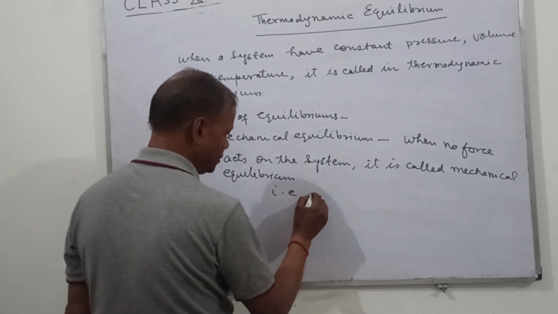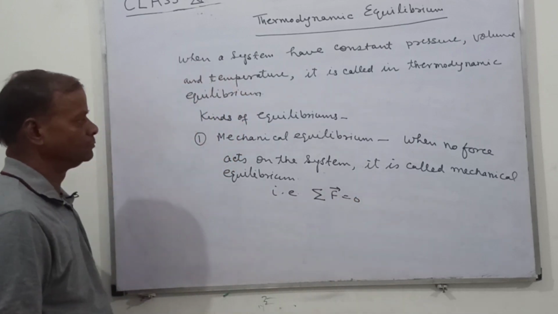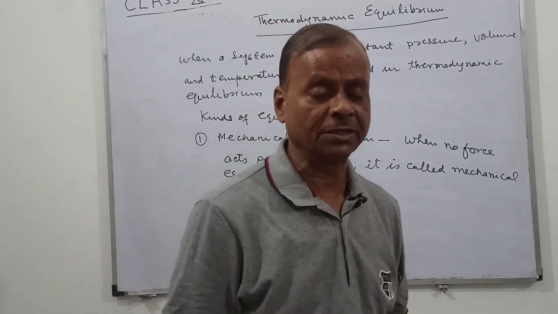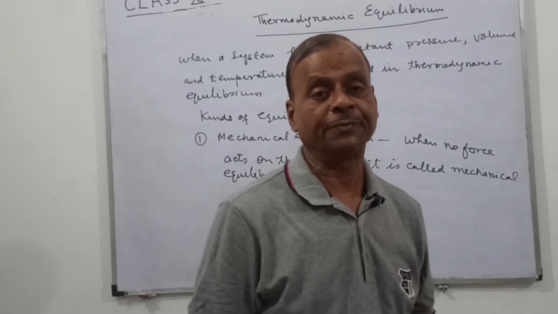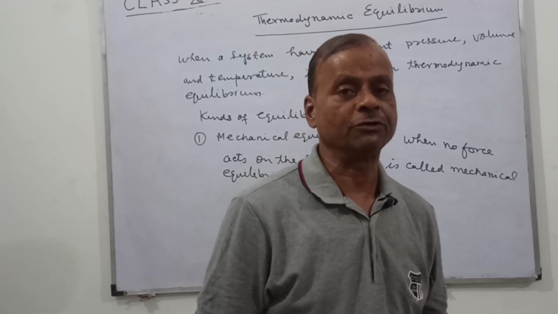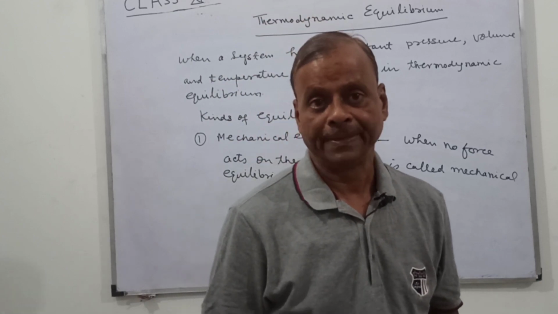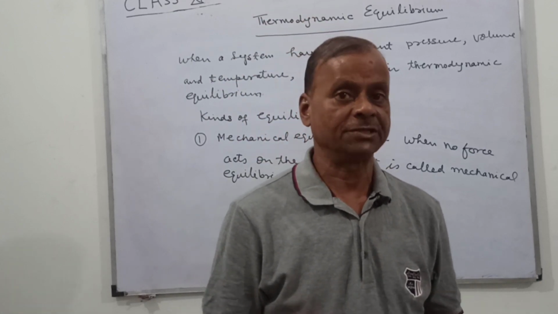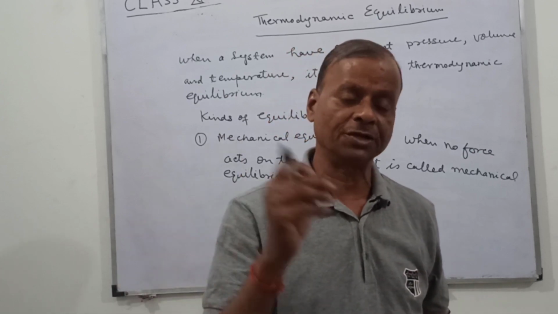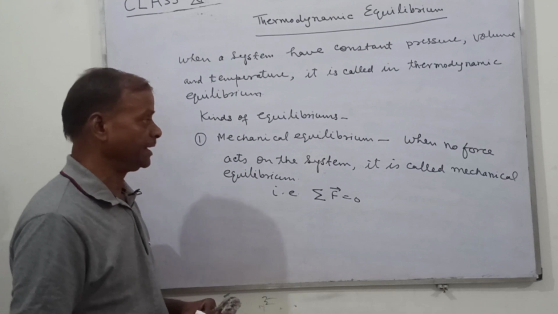It means that the summation of F must be equal to 0. Moreover, the internal forces, like one part of the system, must not apply force on the other part of the system. So internal forces must also be 0. The internal force being 0 does not mean that there will be no molecular force between the molecules of the system. It only means that one part of the system will not apply a force on the other part, and also that no external force will be applied on the system. Then it is called mechanical equilibrium.